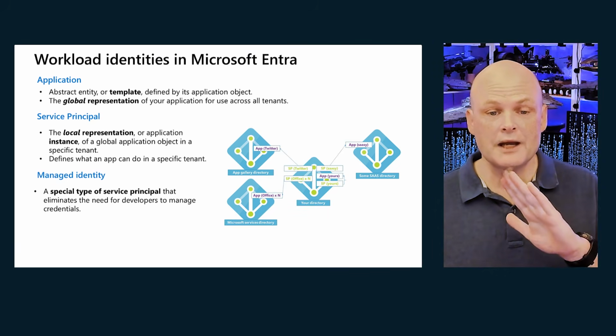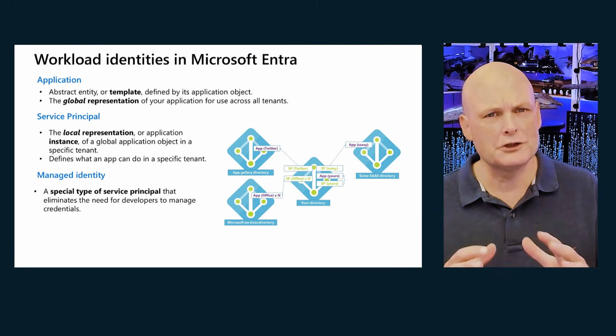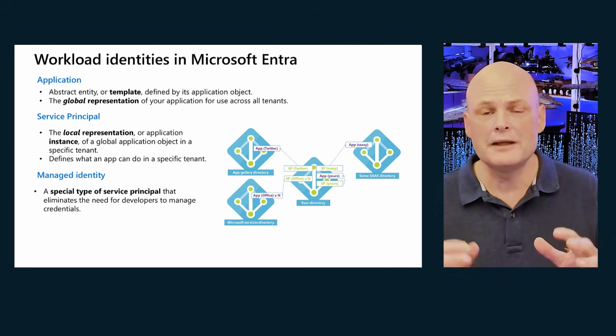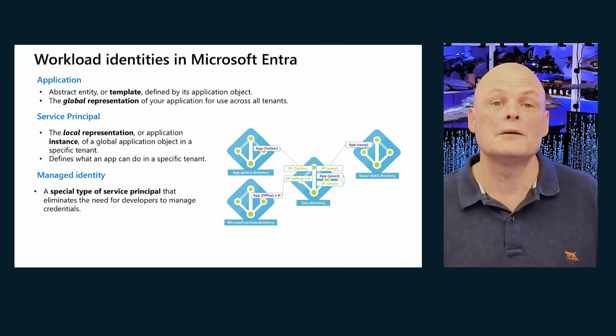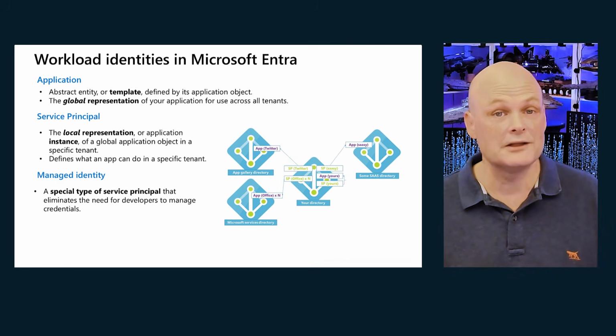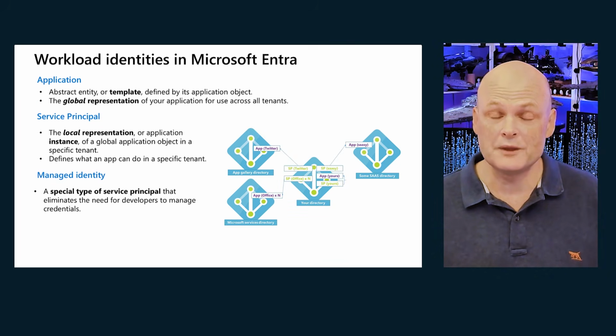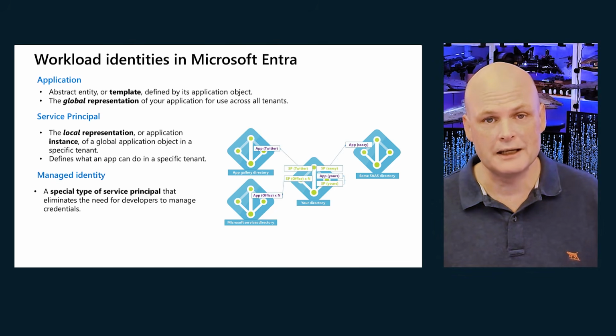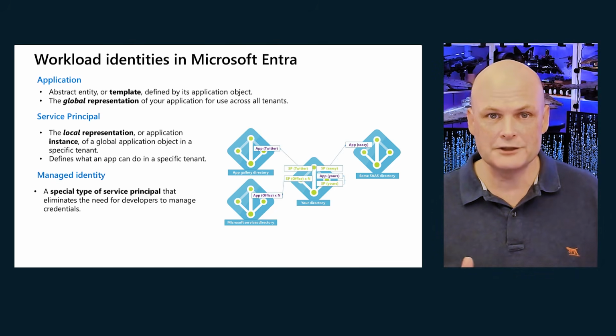An application identity is a global definition or template that represents what tokens can be issued for an app and what permissions the app might have to other entities, such as databases and storage. Think of it as a blueprint for the app's identity that can be used across many tenants.